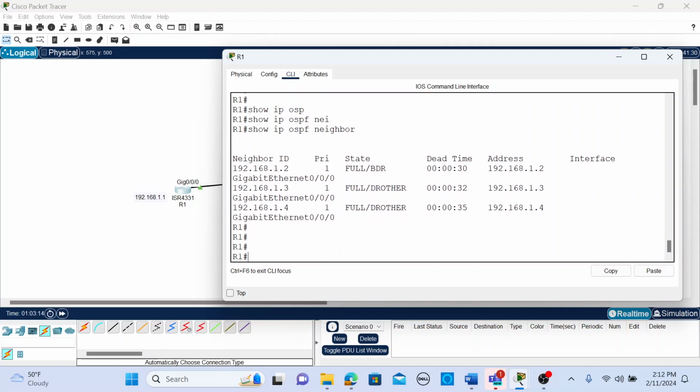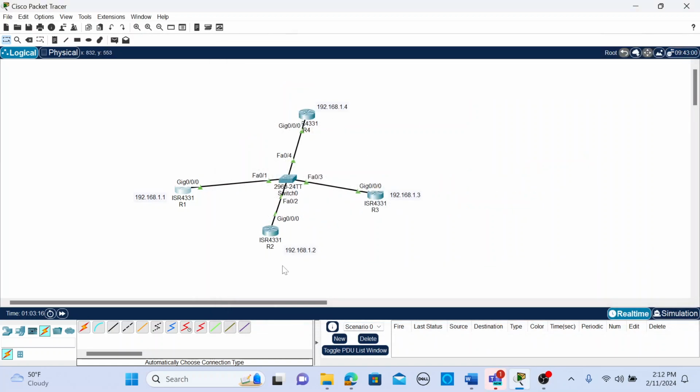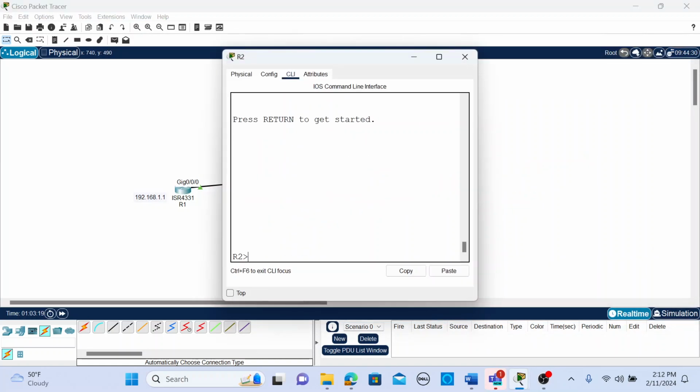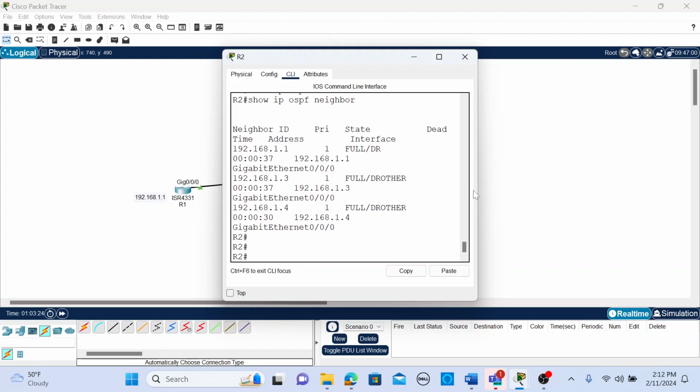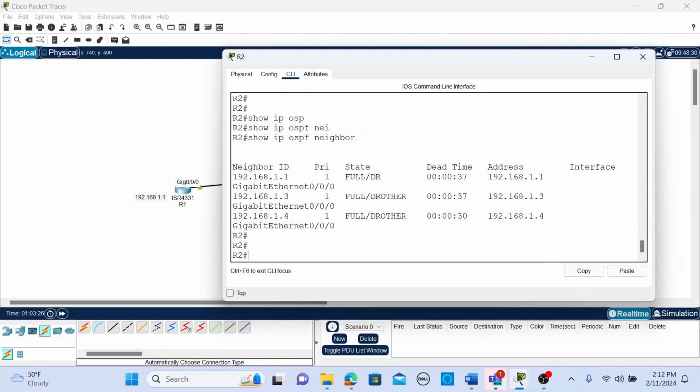Okay, if you go to the other router, for example R2, and give show ip ospf neighbor, you will see the DR here, which is 1.1 in our case. This is full DR. There are some rules to select which one should be DR and which one should be BDR. If you configure a router ID, the highest router ID will become the DR, and then the rest of the router IDs will become BDR, and then DR others, and so on.